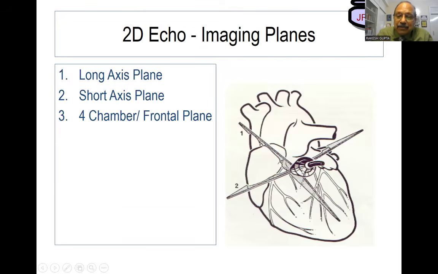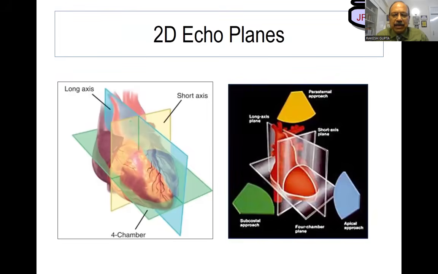Now, the most important thing for you is to remember what is the long axis view, what is the short axis view, and what is the 4-chamber plane view. The long axis view is when we cut the heart from the apex to the right shoulder at 3 o'clock position. So this is the long axis view. When we cut the heart perpendicular, in a short axis, this is the short axis view. And when we keep the transducer at the apex, we make the 4-chamber plane. So remember long axis, short axis, and 4-chamber frontal planes.